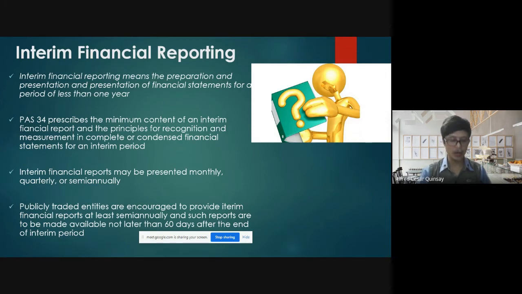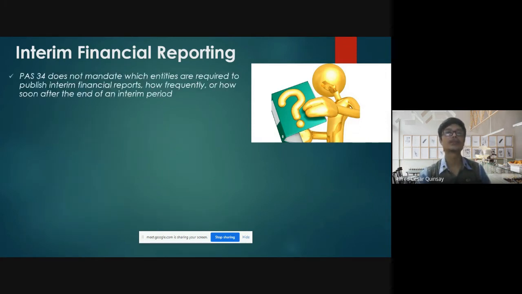Okay, so frequency of interim reporting. PAS 34 does not mandate which entities are required to publish interim financial reports, how frequently, or how soon after the end of an interim period. There is no strict provision that entities must report, let's say, every month or every quarter, no? So it does not recommend that, no? It depends on the company.